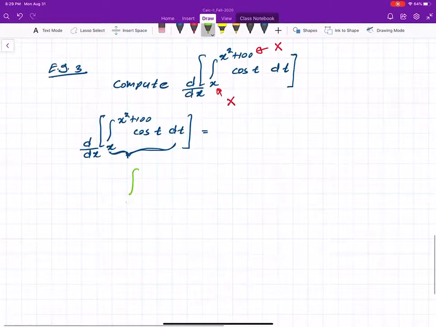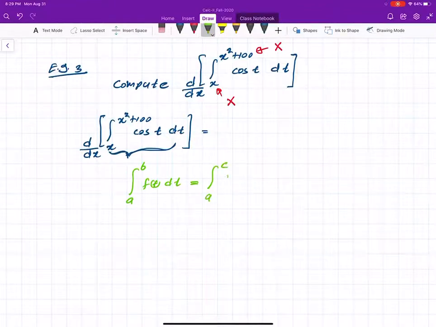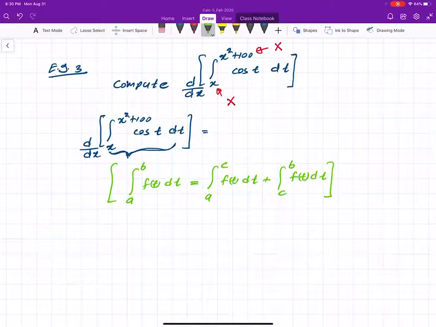You can remember this rule. Let's say you are going to integrate something from a to b. You can just split this integral into two integrals, from a to c and then from c to b. There's a law that you learn in the definite integration lesson. I'm going to use the same rule here.